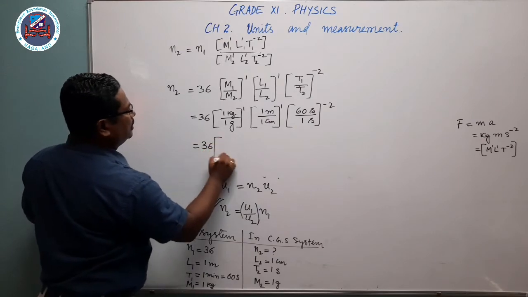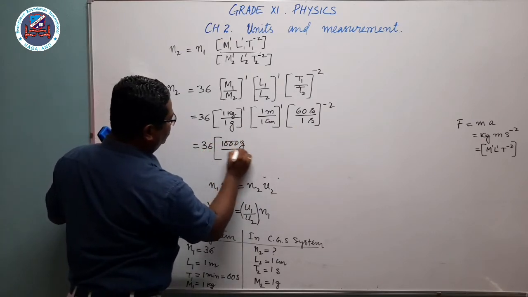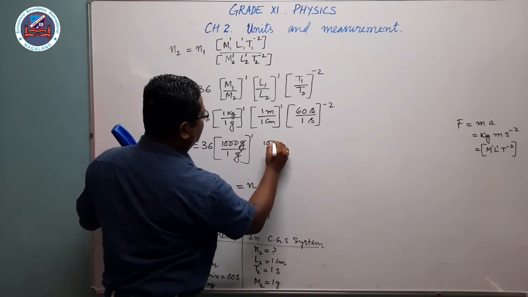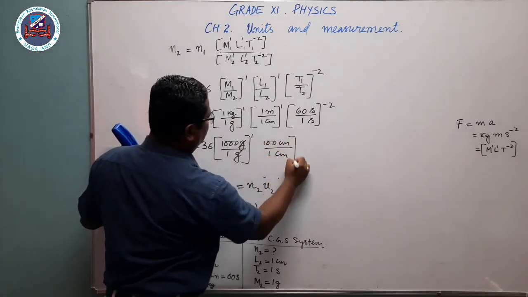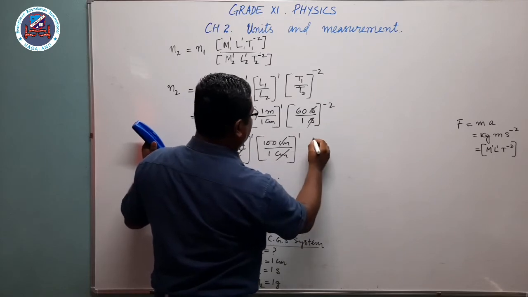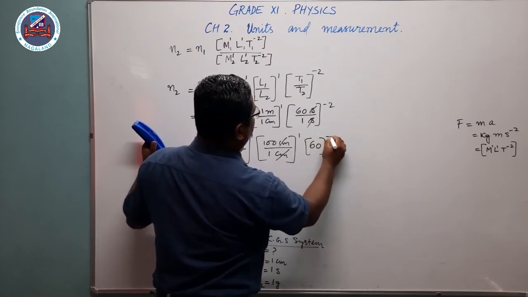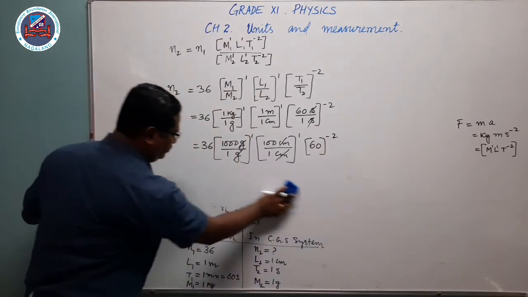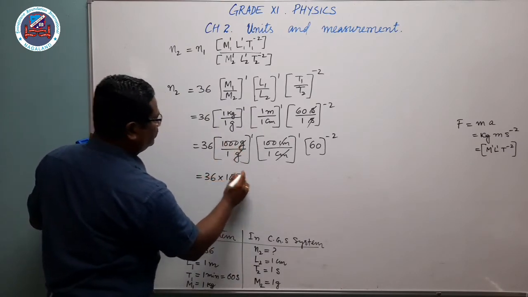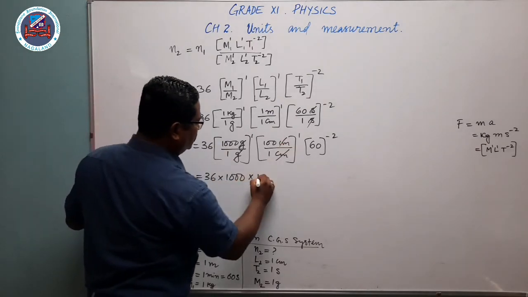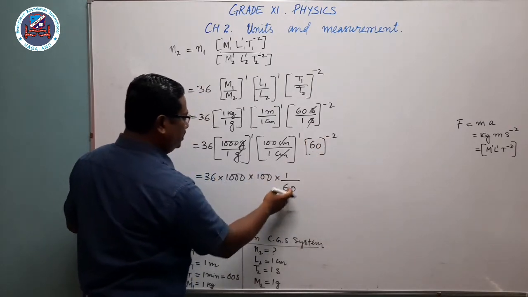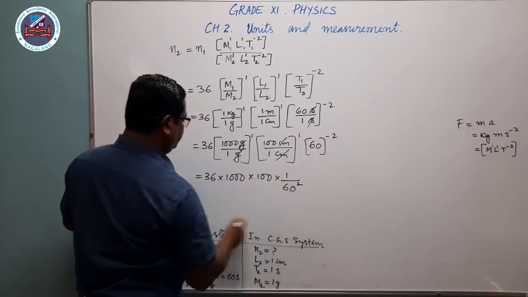Then this is 36. 1 kg is 1000 gram divided by 1 gram. Gram cancels. Power will still remain 1. 1 meter is equal to 100 centimeter, divided by 1 centimeter. Here also power is still 1, centimeter cancels. Then here second you can cancel. 60 raised to the power minus 2. Now these powers you can use here, then it will become 36 into 1000. 1000 by 1 is 1000. 100 power 1 is also 100. And here 1 by 60 raised to minus 2 power. So downside if you bring it, it will become plus power 2. It will become square.